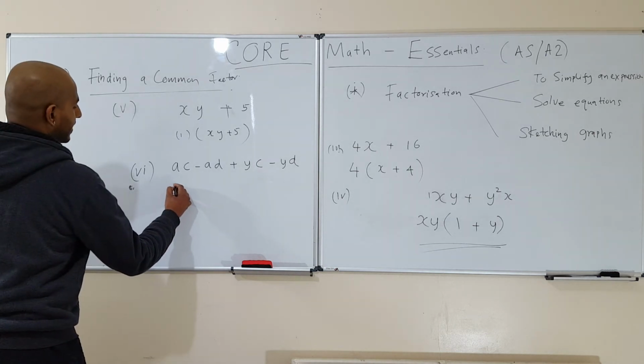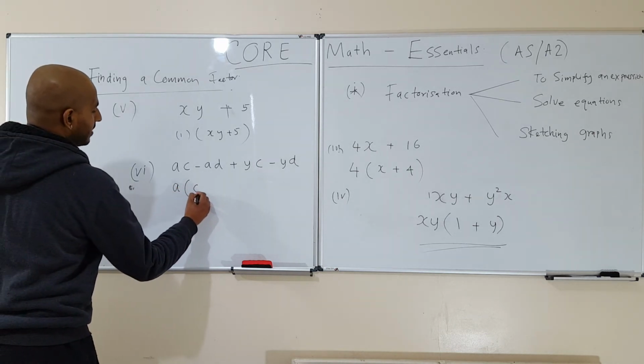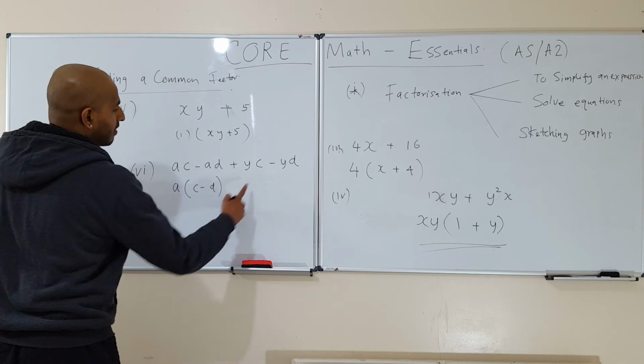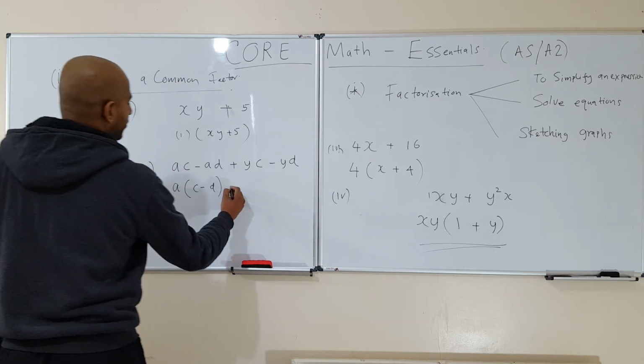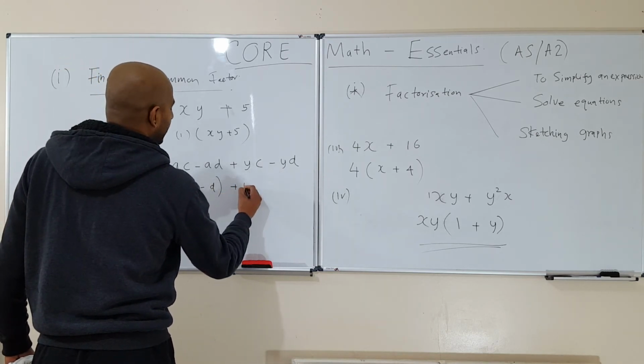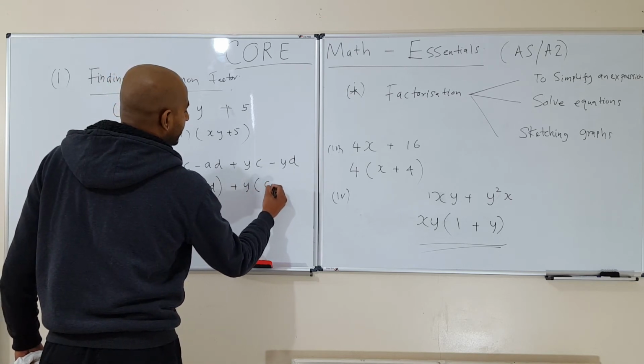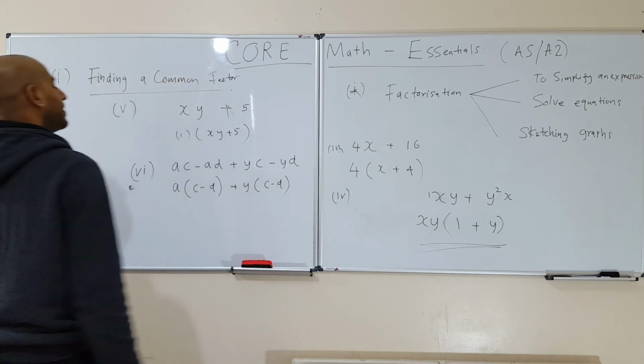So let's say the common factor A here, what are you going to get here? C minus D. What's the common factor here? It's Y. What are you going to get now? C minus D. There you go. So that's a little bit tidy now, isn't it?